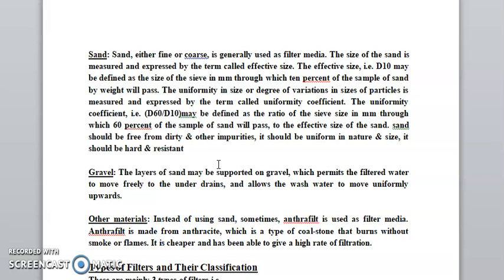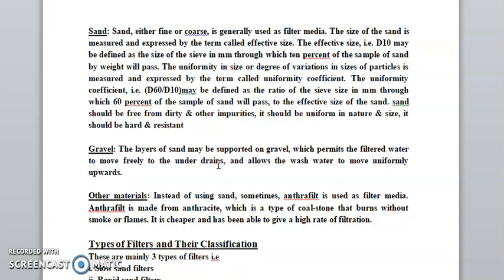Other material: instead of using sand, anthracite is sometimes used as filter media. Anthracite is a type of coal that burns without smoke or flame. It is cheaper and allows a higher rate of filtration.